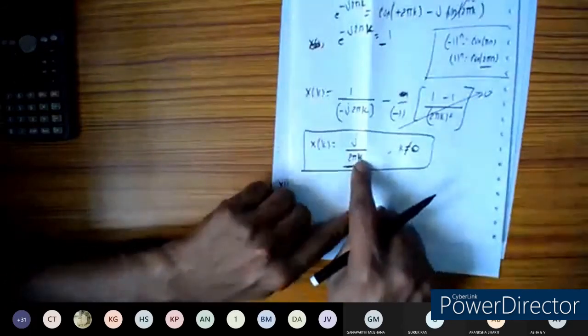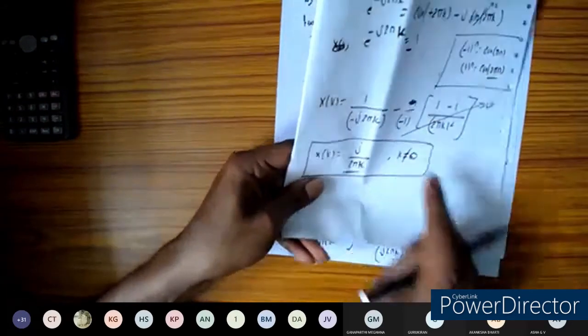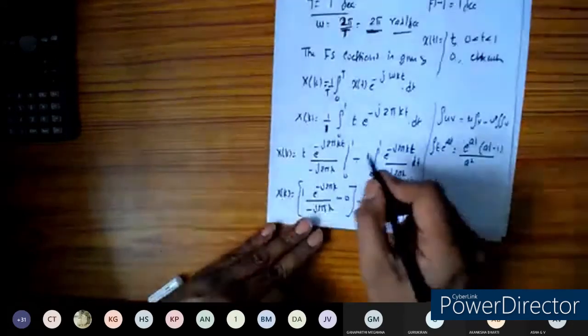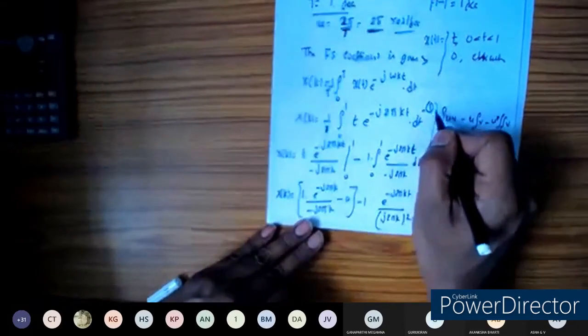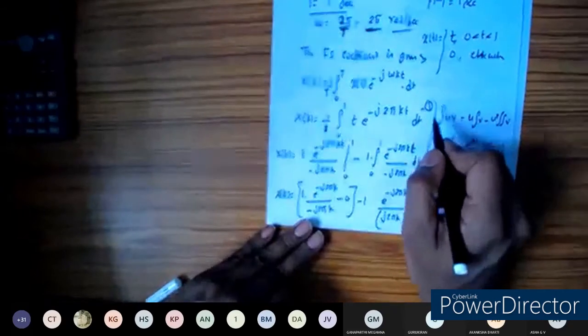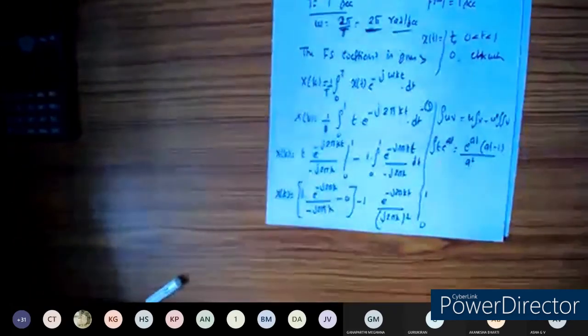We have substituted and we got this expression. This is for k not equal to 0. I'm going to call this expression number 1, because we need to find the value for k equal to 0 also.